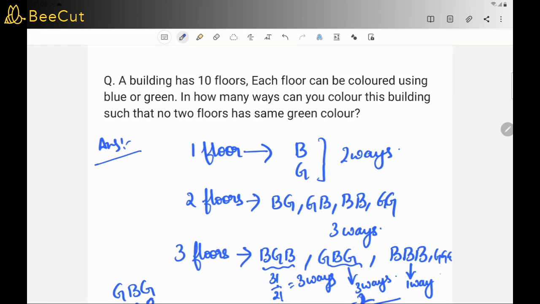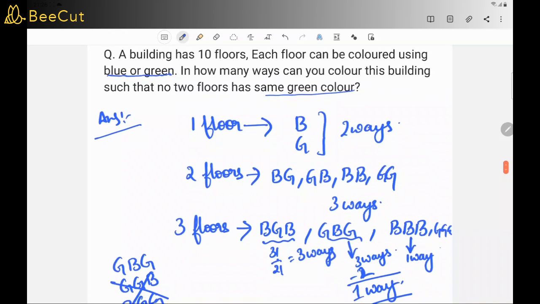Let us solve this question. A building has 10 floors. Each floor can be colored using blue or green. So there are 2 colors that are available. One is blue and the other one is green. In how many ways can you color this building such that no 2 floors have the same green color? So let us solve this question.